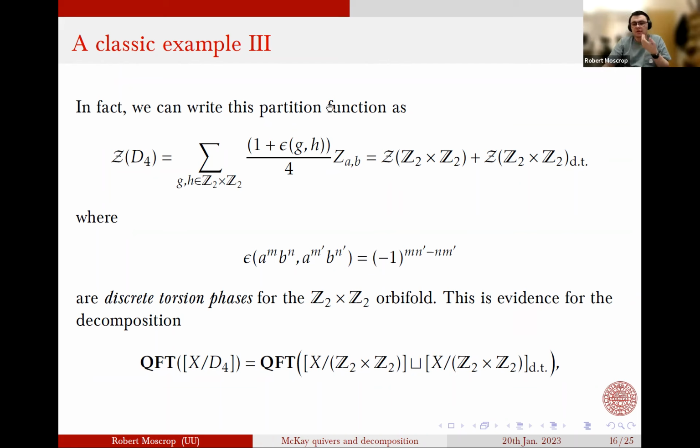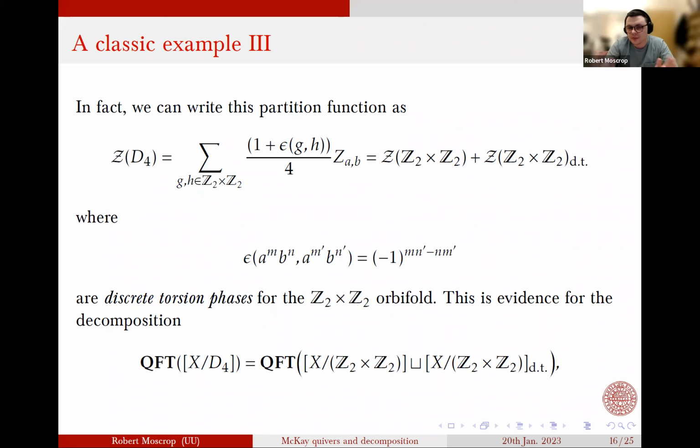And this has been well known since the 80s. This is something to do with discrete torsion, basically. And I've written out explicitly what these epsilons are. So if you haven't seen discrete torsion before, it's basically an ambiguity in the path integral which arises whenever your group, your orbifold group, can admit projective representations. And this would result in an action of the orbifold group on the B field of string theory, or you can also think of it as some kind of embedding of a projective representation on the Chan-Paton factors.